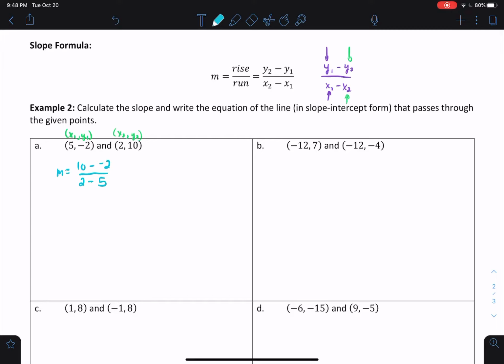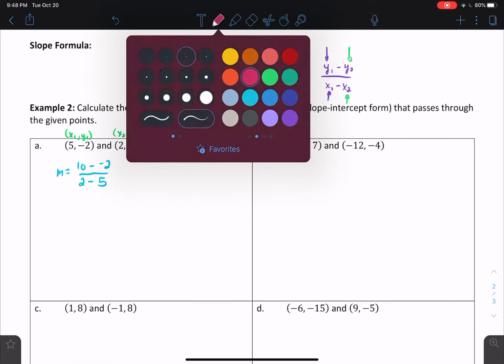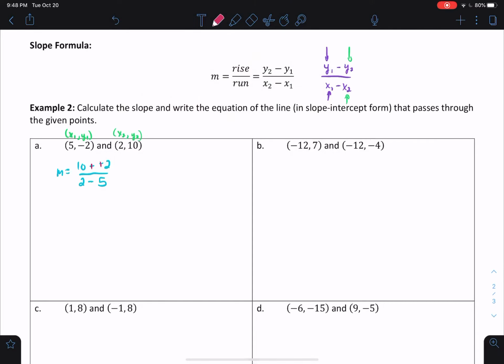We got to be careful with our subtractions here. So we've got 10 plus 2, so we got 12 over 2 minus 5, which is negative 3. And that's going to equal negative 4. So my slope is negative 4. That's the first thing we need.